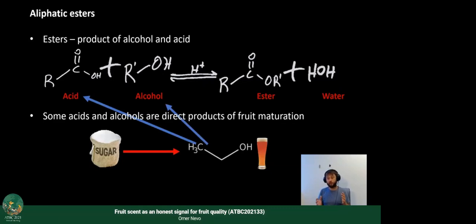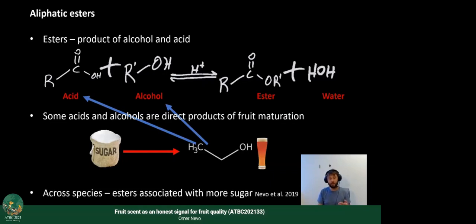So this leads to the possibility that we have a direct biochemical link between aliphatic esters, the signal, and sugar, the reward. And the first indication that this might be the case comes from a study that we published 2 years ago that showed that species that are more sugary have more esters, but this has not been really examined within species, which is ecologically much more interesting, because if the relationship holds within species, it becomes useful for animals that come to a tree that they can use their sense of smell to identify whether each fruit is worthy or not.